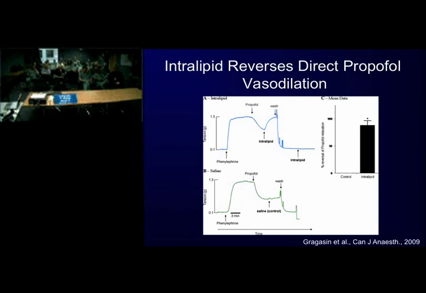Above, we added Intralipid, and you can see this return of vascular tone back up to essentially baseline. On the bottom here, we used the same volume of saline, and you just see this little blip, but no return of vascular tone. When we compiled our data, again, this was a very small preliminary study, an N of 4, but you could see a clear difference between Intralipid and saline control in reversal of propofol-induced vasodilation. So that's basically how it all started. Once we had this published, we continued on with more studies.